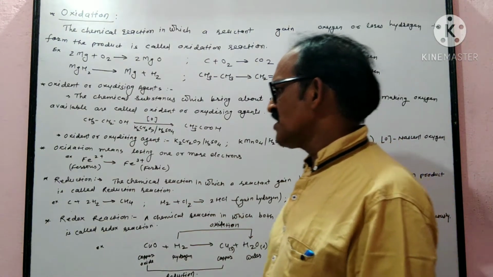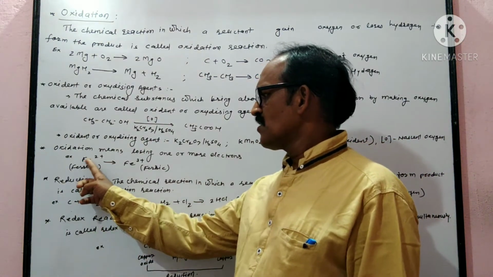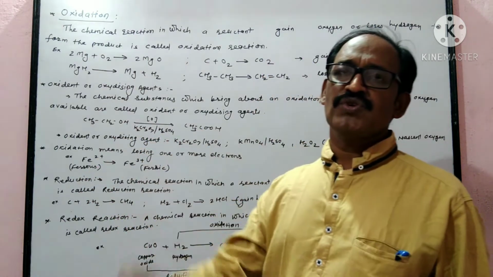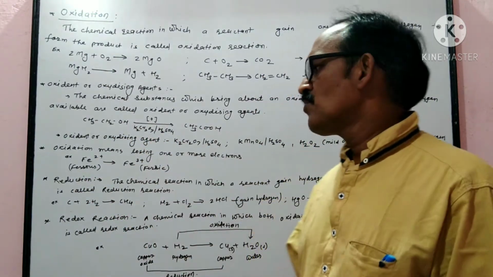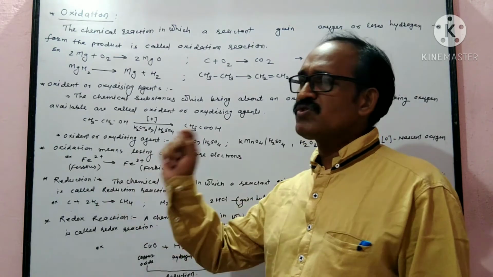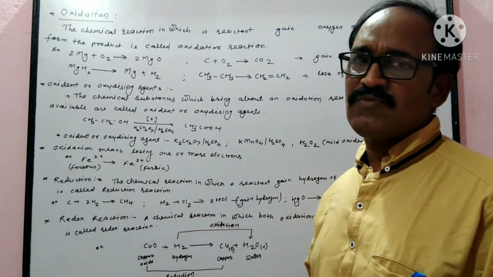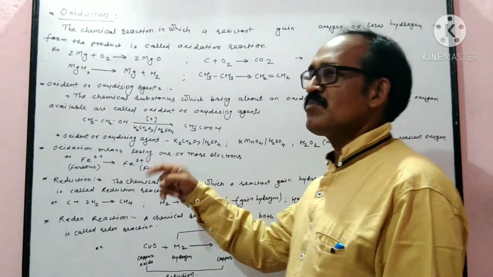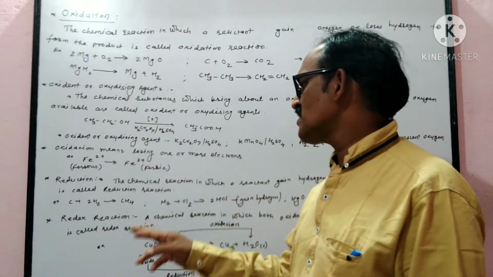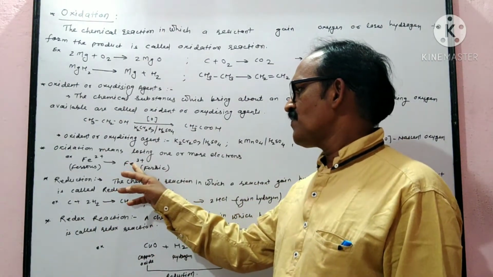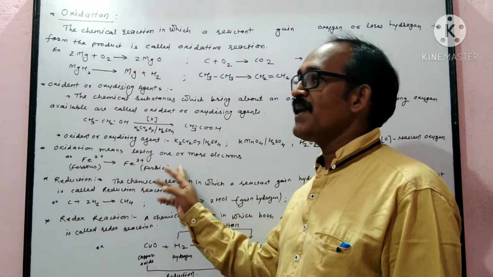Again, you can see the next reaction, this ferrous. Ferrous has two positive charges. But when ferrous loses one electron, what will happen? The number of positive charges goes on increasing, and therefore it will be Fe3+, that is ferric.